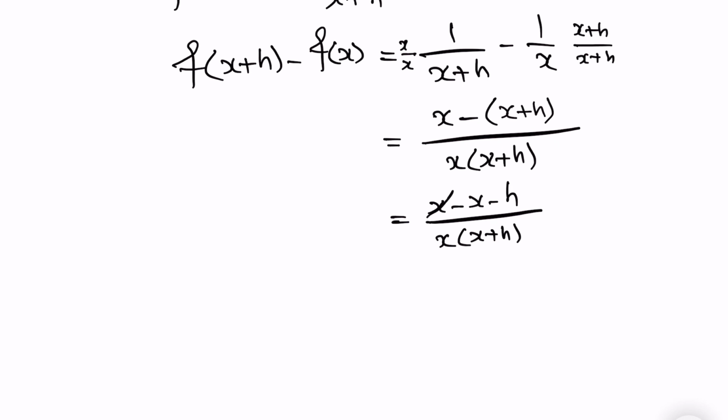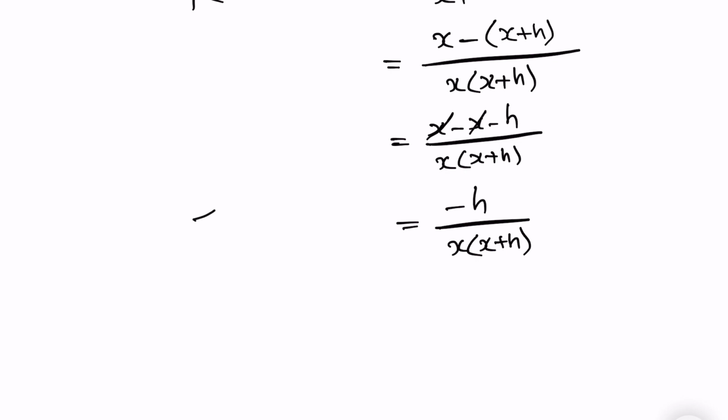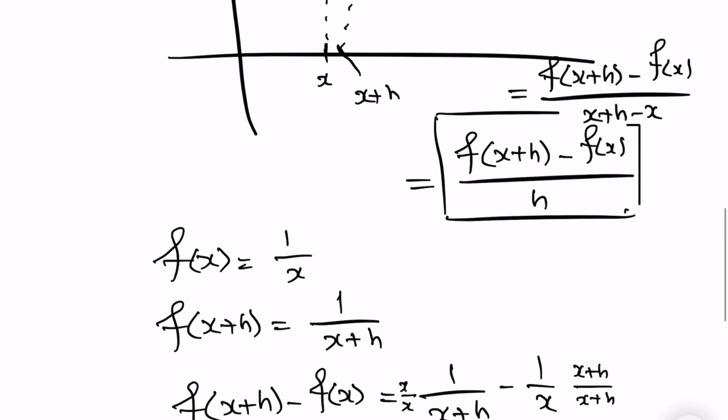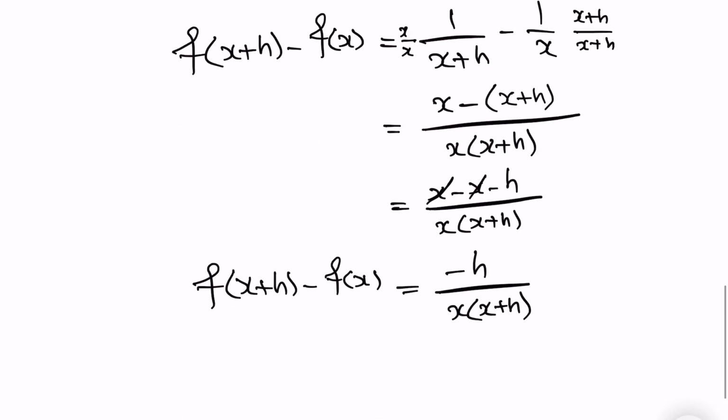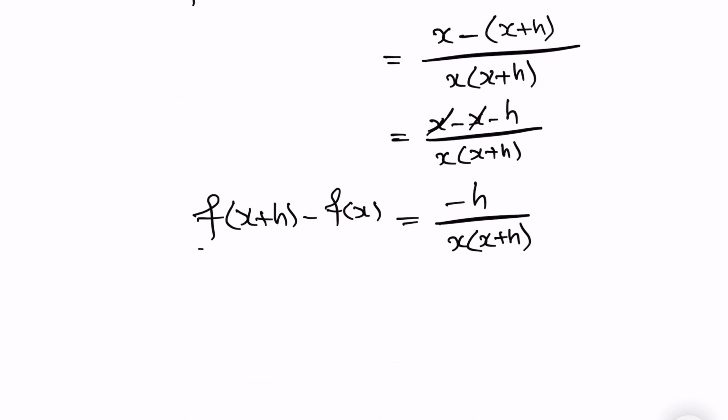So you can say that this is x minus x plus h, divided by x times x plus h. Now the x can cancel out, so we get negative h divided by x times x plus h. So that's the difference, and this was equal to f of x plus h minus f of x. But the difference quotient is when you divide it by h. So we can divide both sides by h.